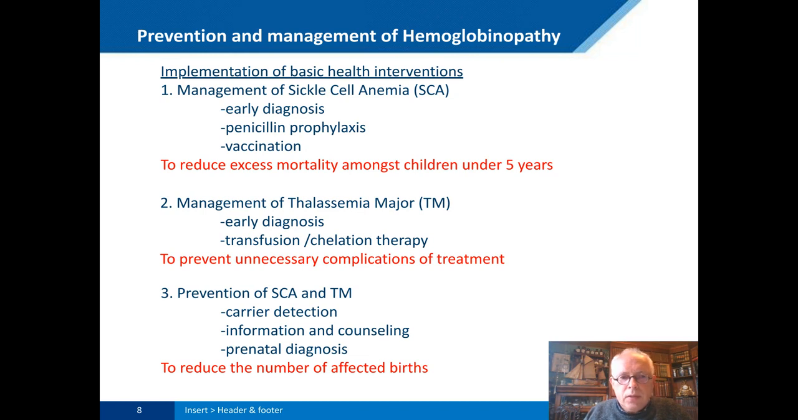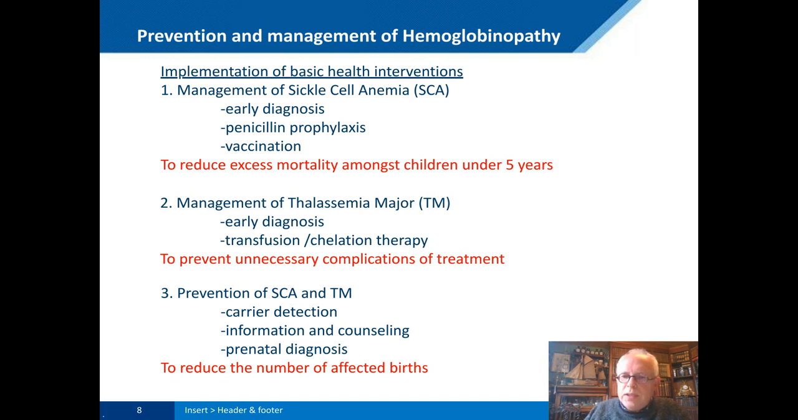Management of thalassemia major consists also of early diagnosis to start blood transfusions and chelation therapy. Chelation therapy is necessary to prevent the effects of iron accumulation because of the high transfusion regime in which, let's say, milligrams of iron are introduced into the body by each transfusion and don't leave the body that easily. So you need to do something to get rid of that excess of iron. And this is all to prevent unnecessary complications of treatment.